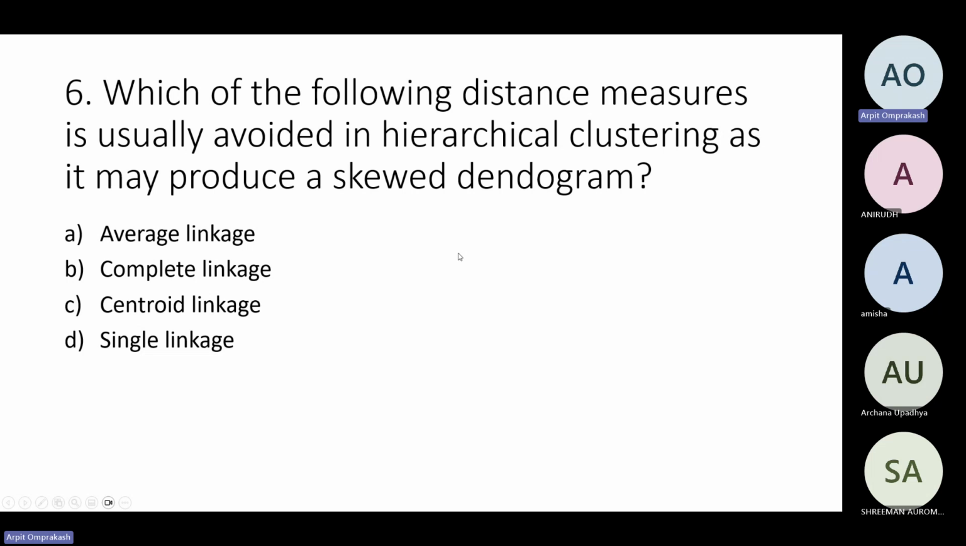So the next question is, which of the following distance measures is usually avoided in hierarchical clustering as it may produce a skewed dendrogram? As we saw before, this is a very straightforward answer. It's actually single linkage. When you use single linkage as your distance measure for hierarchical clustering, you basically get a skewed dendrogram, and there tends to be a lot of chaining where clusters get added to the same cluster. That's something people tend to avoid because it produces a very skewed and unbalanced dendrogram. Right.